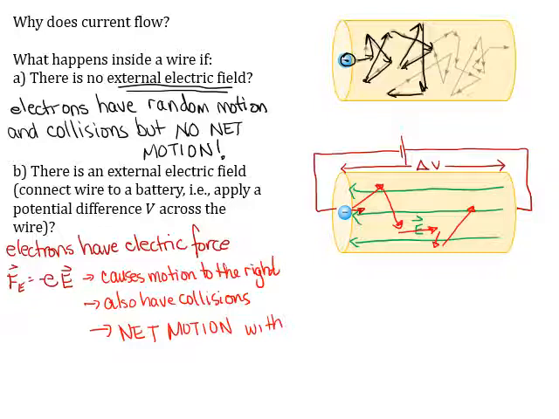So there is a net motion of the electrons with a speed that we call the drift velocity.